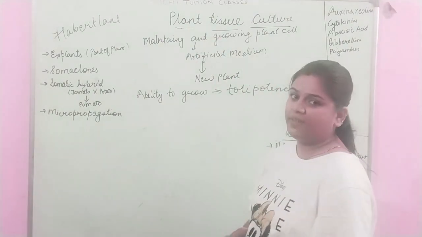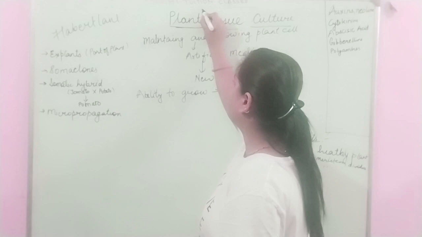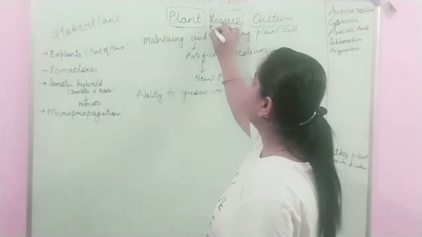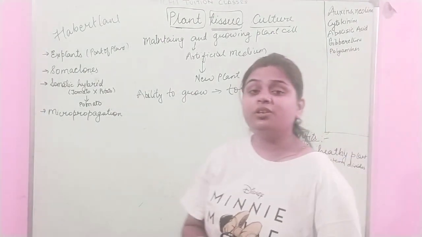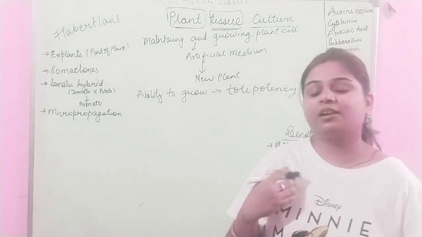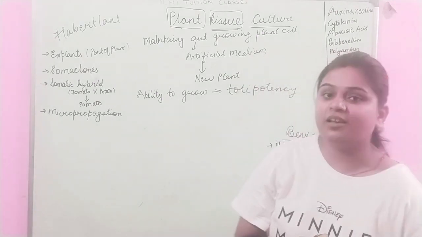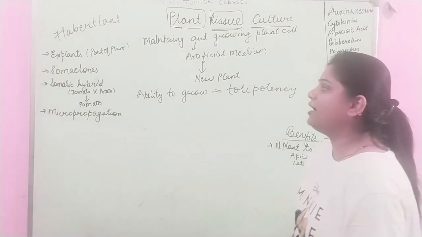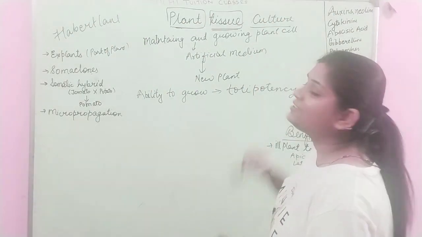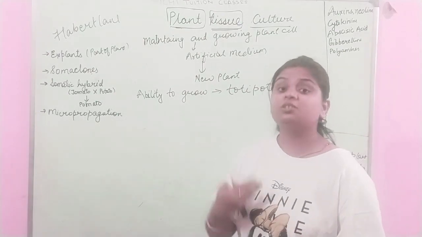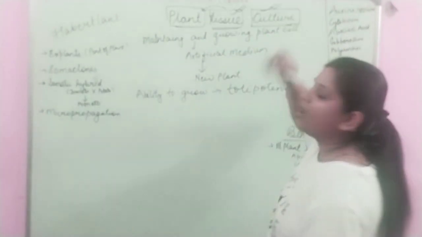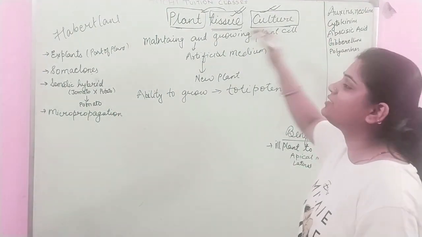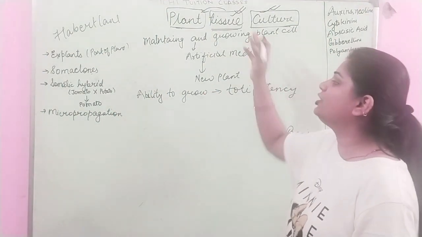Plant is very common. You must know what a plant is. So come to the word tissue. Tissue, you all have studied in class 9. What is tissue? Collenchyma, parenchyma, sclerenchyma, which are present in plants. So tissue, and culture means growing. Culture means to grow. So we are taking tissue from the plant to grow a new plant or new plant cells from a plant tissue.